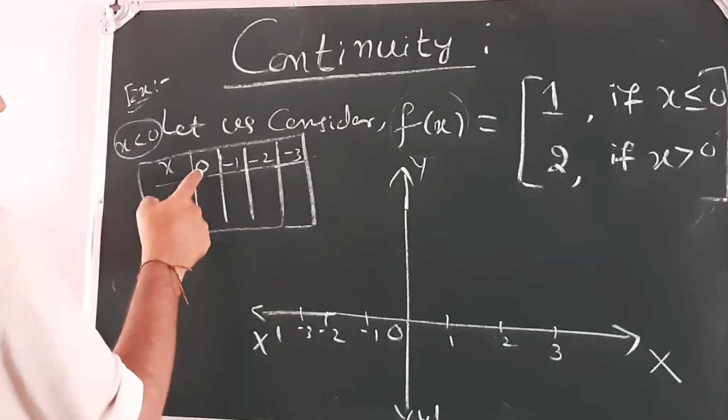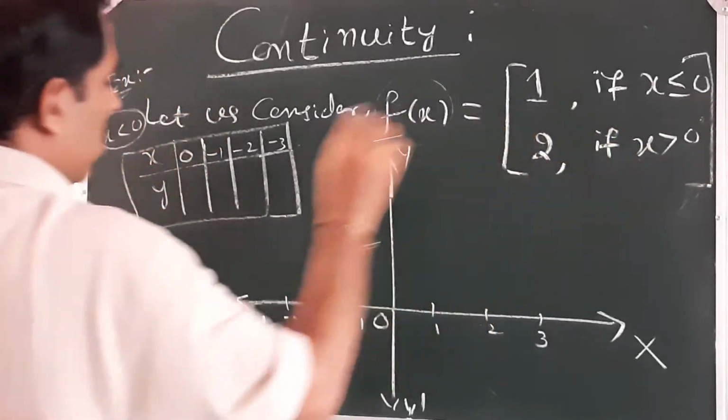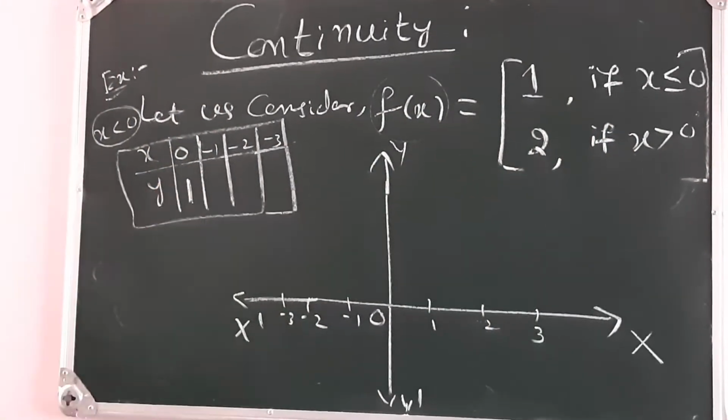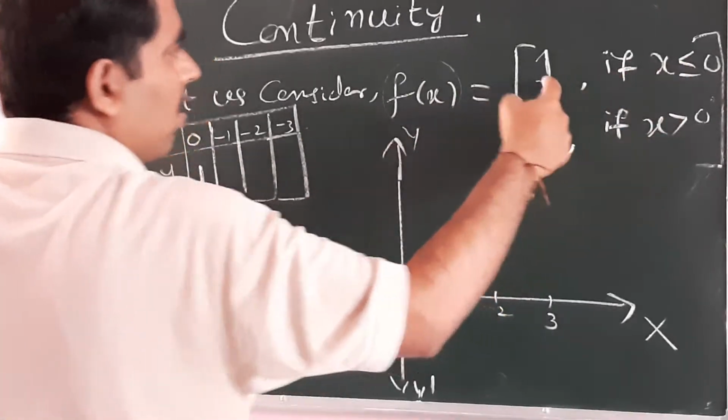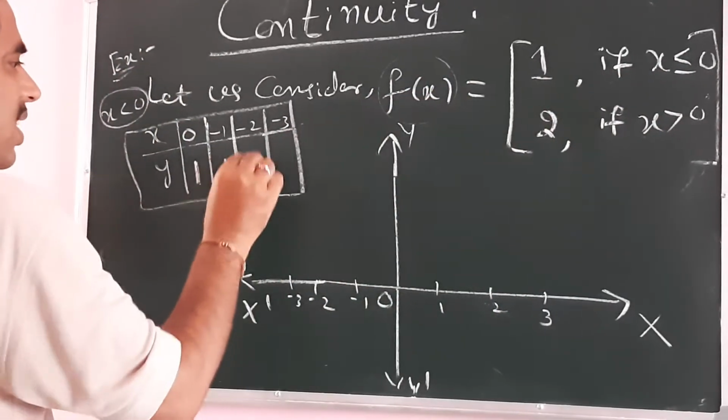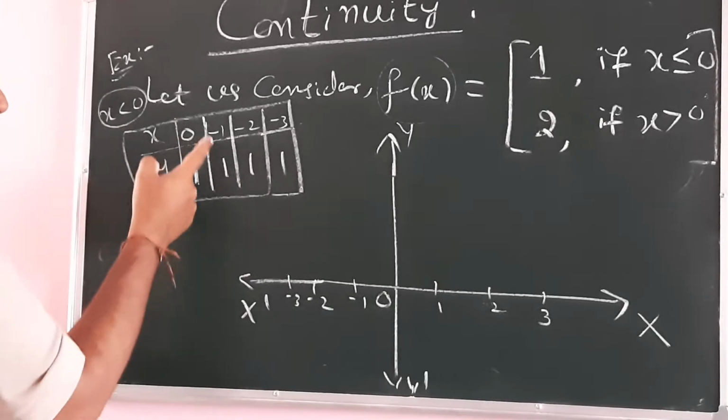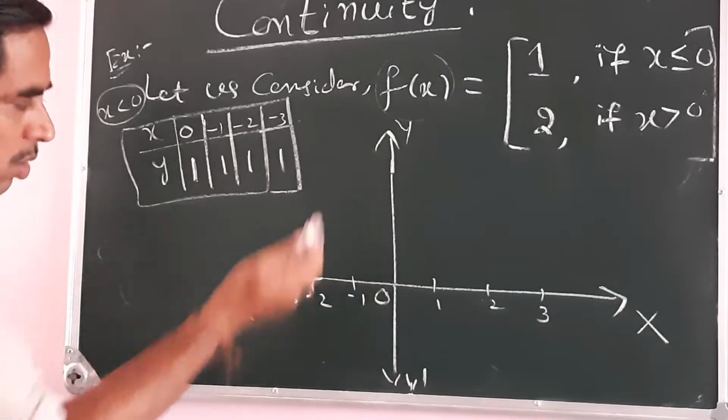So for all x equal to 0, the value of y is 1. So for all the values less than 0, the value of y is 1. So 1 is fixed here: (0, 1), (-1, 1), (-2, 1). So let us mark those points here.